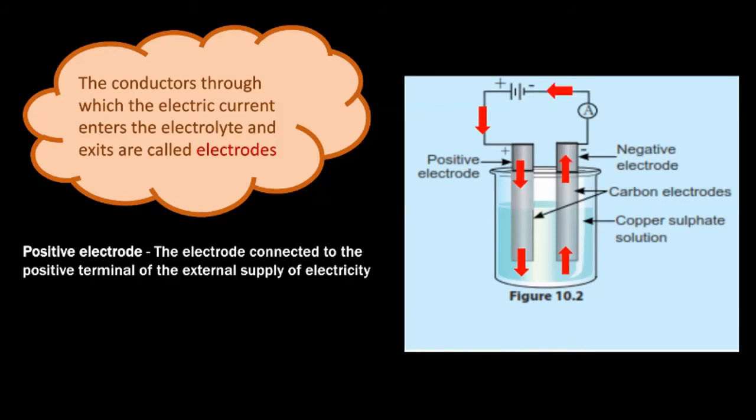The positive electrode is the electrode connected to the positive terminal of the external supply of electricity. Now, where do you get the external supply of electricity? Yes, that is the battery.